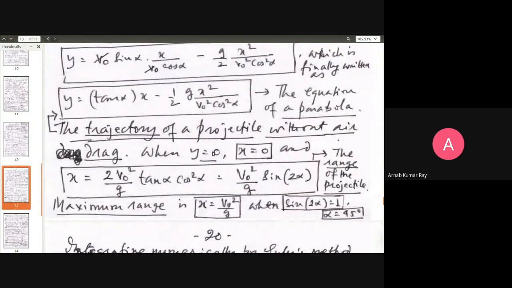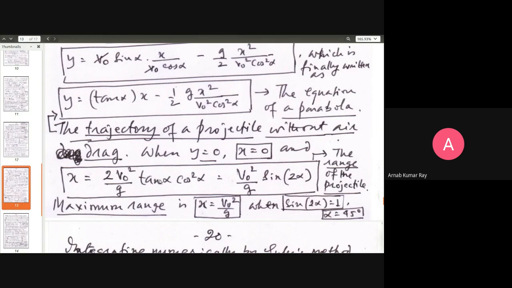So when y is equal to 0, you get two solutions. One is x is equal to 0. Fine, that's a solution. But there's also another solution: tan alpha minus half gx by v naught squared cos squared alpha is equal to 0. It's a quadratic equation, so it must have two roots when you set y equal to 0. One is x equal to 0, and the other will be x equal to 2 v naught squared tan alpha cos squared alpha by g.